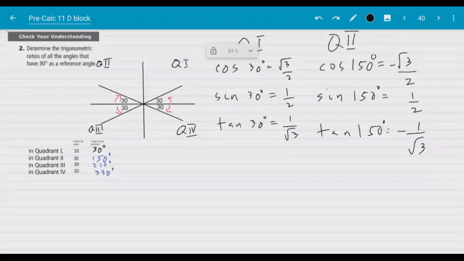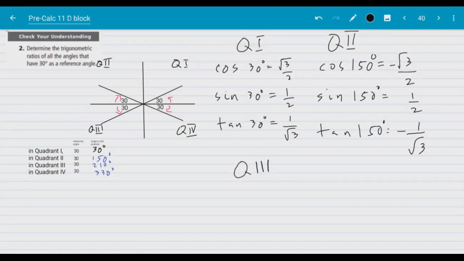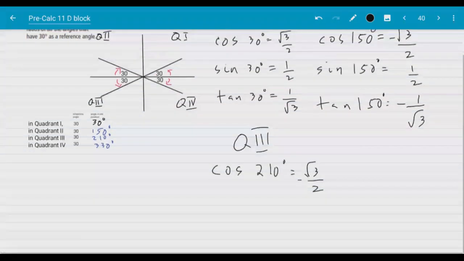Okay, so let's go to quadrant 3. Quadrant 3, which has a reference angle of 30 degrees, the angle is 210 right here. So cosine of 210, and I think you already got the idea. It would have the same value as this one, right? Except that we need to ask ourselves, is the cosine in quadrant 3 positive or negative? And we have seen, and already know that it's going to be a negative in quadrant 3.